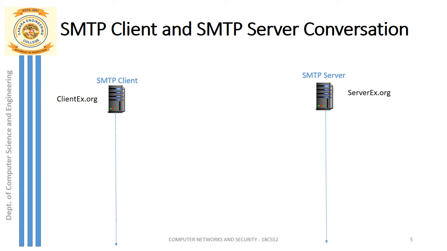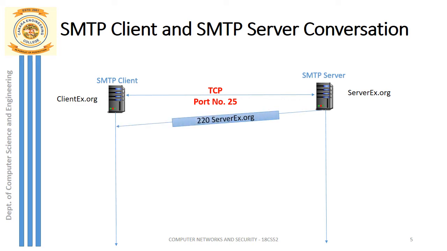Now we will see how exactly a message is exchanged between the SMTP client and SMTP server. First, the SMTP client connects to the SMTP server using a TCP connection over port number 25. Once the TCP connection is established, the server acknowledges the SMTP client by sending a success message with 220 serverx.org, which is the address of the SMTP server. Here 220 is the code number.